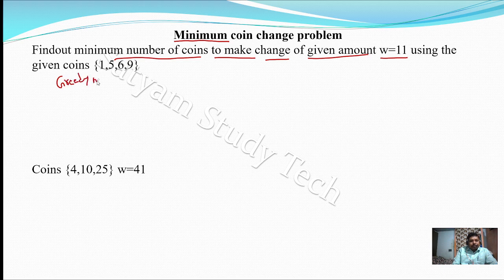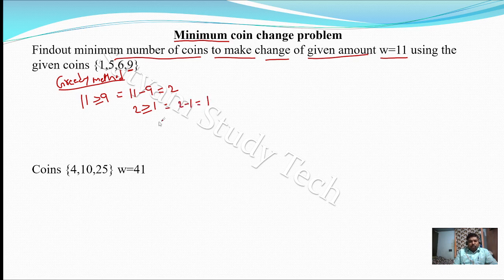Greedy method says that to find the minimum number of coins, we take the maximum coin first. The 9 rupee coin is there, so we compare: 11 is greater than or equal to 9. That is true, so the remaining amount is 11 minus 9, which is 2. Now there is no 2 rupee coin, so we only have the 1 rupee coin. 2 is greater than or equal to 1, so it is 2 minus 1.